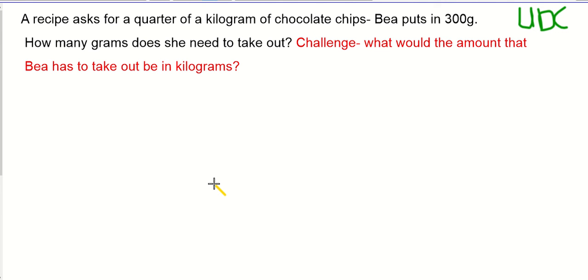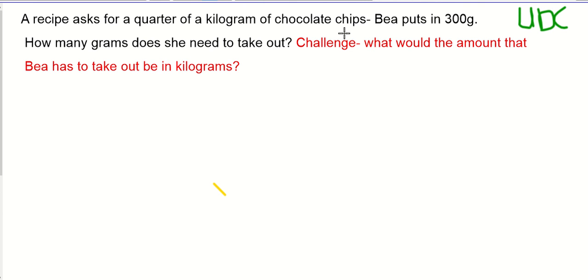A recipe asks for 1/4 kilogram of chocolate chips. B puts in 300 grams. How many grams does she need to take out? Now, whether you could read what that name is, it doesn't matter. Lots of people end up giving up because they can't read the name. However, so long as you know that it is a person, it doesn't matter whether it's a girl or a boy. You know that that is a name because it starts with a capital letter in the middle of the sentence, so it's only proper nouns that start with a capital letter.